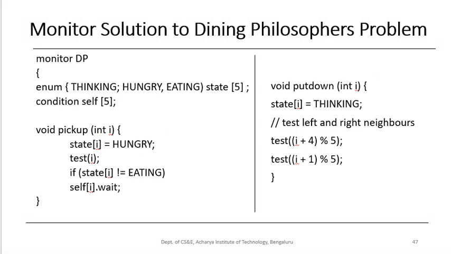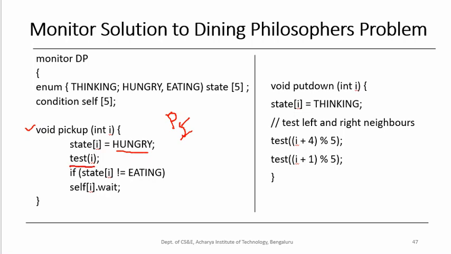Okay, so control is taken to this pickup. So what is done here? The state of philosopher 5 is made hungry, because he is the one who is trying to eat, who has done this pickup operation.